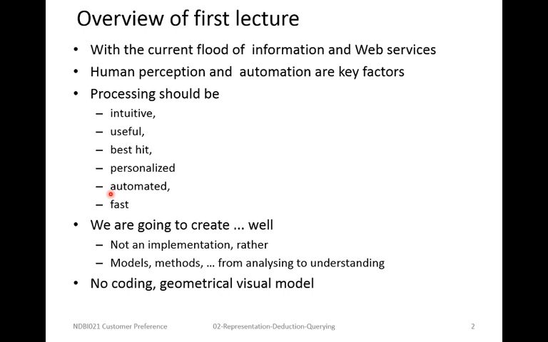Well, after the first lecture, what we found is that we have a flood of information, and human perception and automation are key factors. And what should we aim for, and where should we go? We would like to have intuitive, useful, maybe top K, personalized, automated and fast recommendation based on some user preferences, so it should be personalized, possibly different for each user.